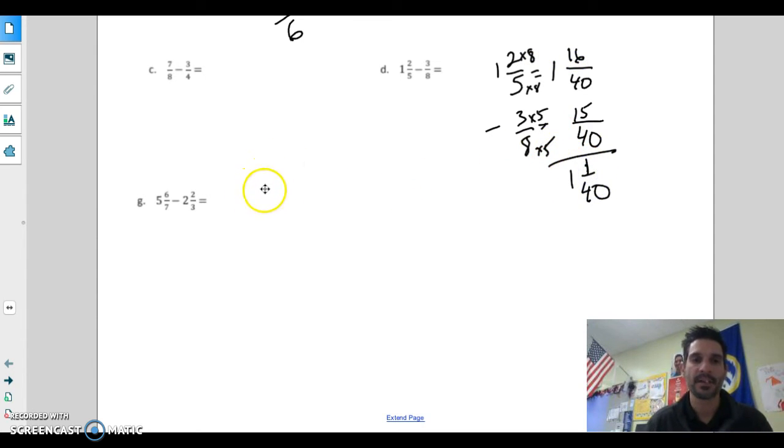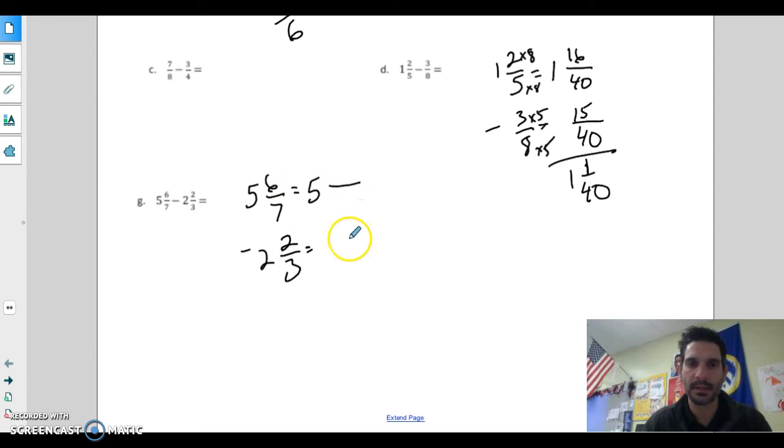Okay? Next one, 6/7 minus 2 and 2/3. My common denominator is going to be 21. That's going to be 18, 3, and 4 over 21.